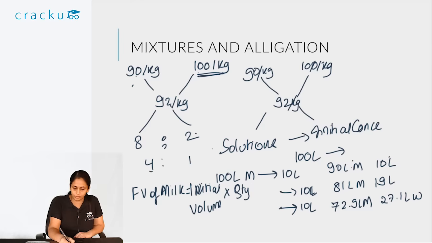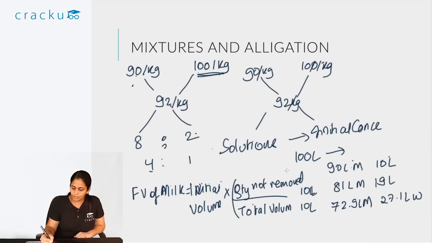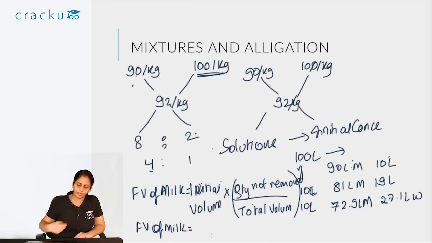I'll just clear up things so that it's easier for you to see. Quantity not removed divided by total volume of solution, raised to n. So in this case, final volume of milk after 3 iterations, where n is the number of times this thing is done. So the initial volume was 100 liters of milk. Quantity not removed: 10 liters was removed out of a 100 liter solution.